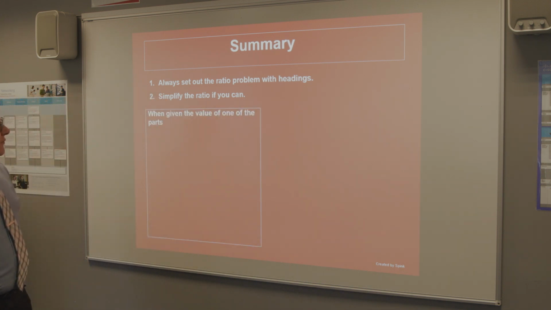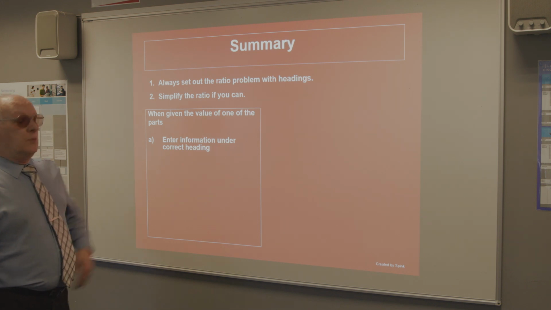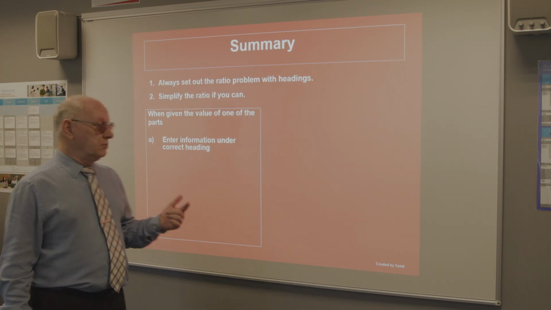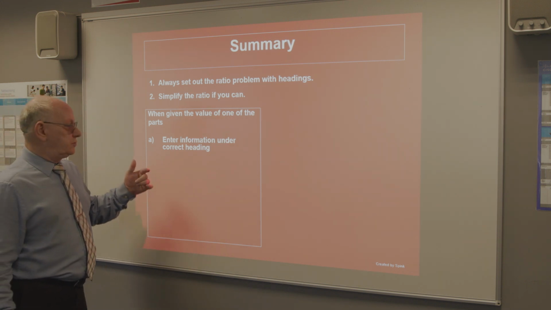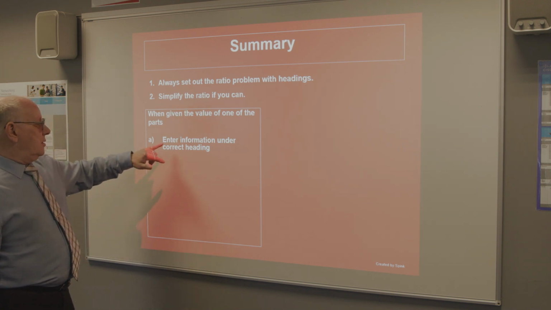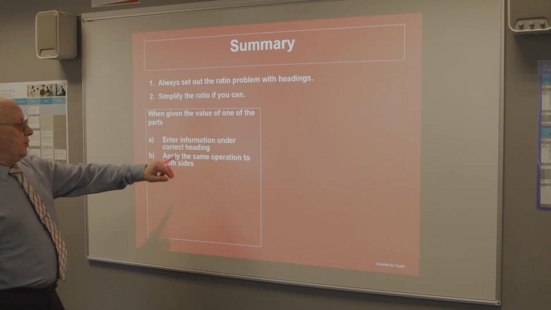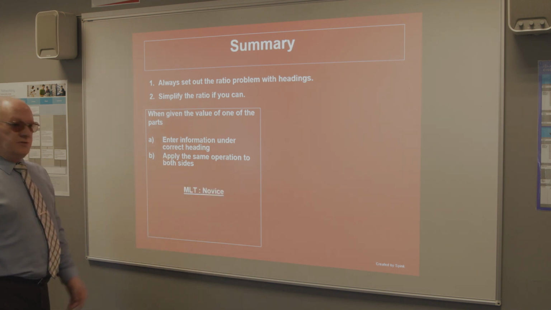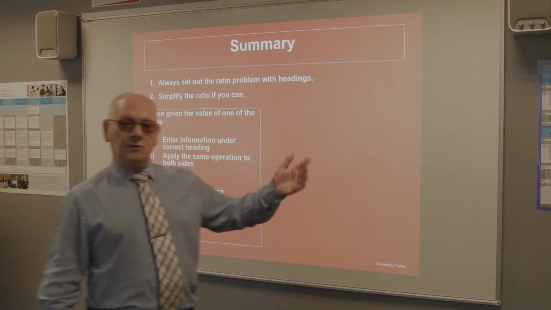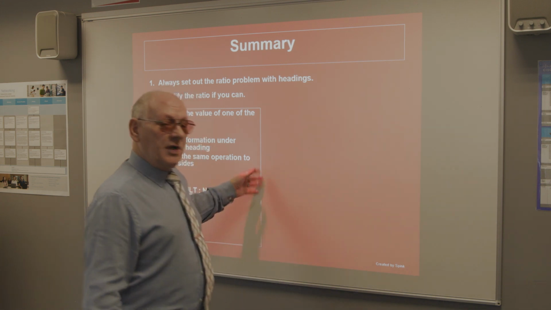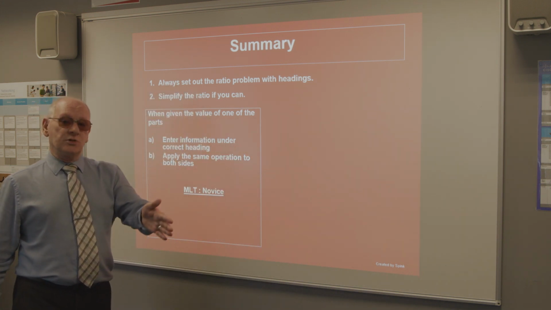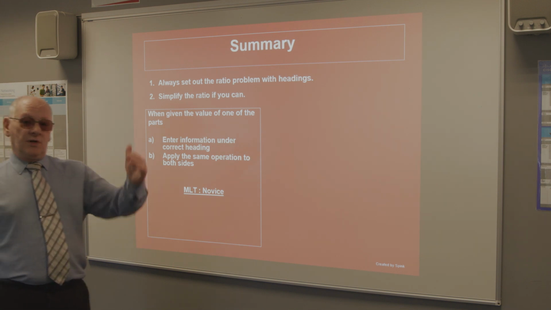When given the value of one of the parts, which we were in the first question, we enter the information under the correct heading. Apply the same operation to both sides. A bit like fractions, whatever you do to the top, you do to the bottom. With ratio, whatever you do to one side, you must do to the other side to keep the ratio the same.